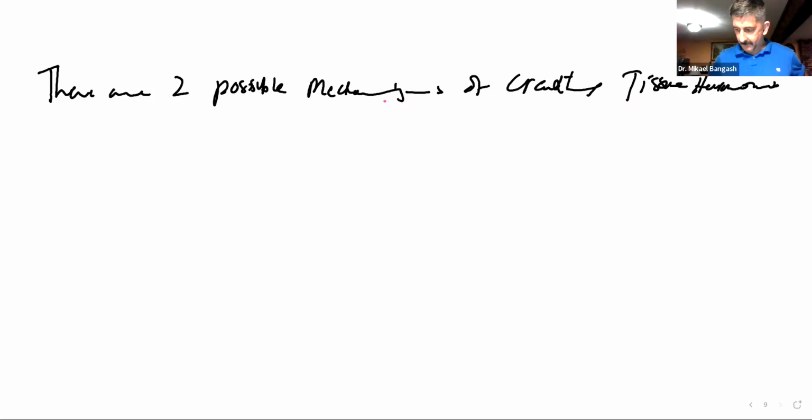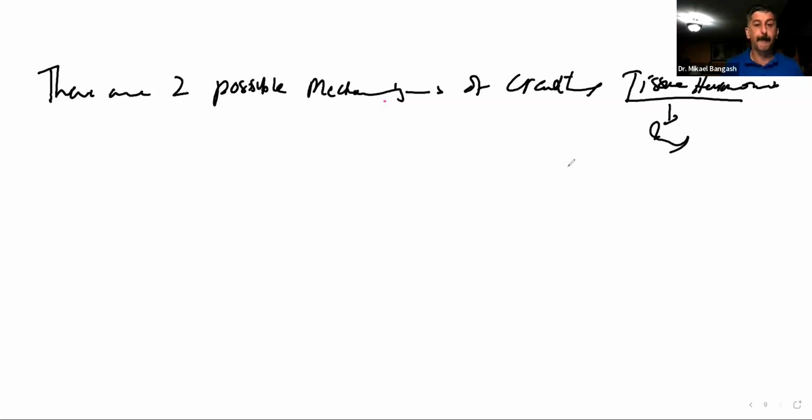It's mainly just a matter of which mechanism the system uses to produce the sound waves that I will use to produce the tissue harmonic image. Now, one is what is called pulse inversion. Is that clear?